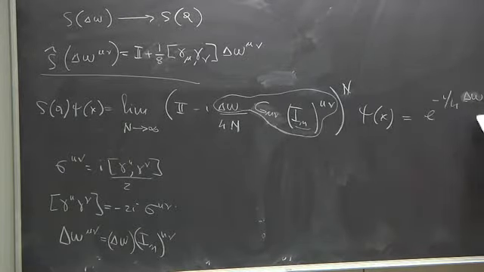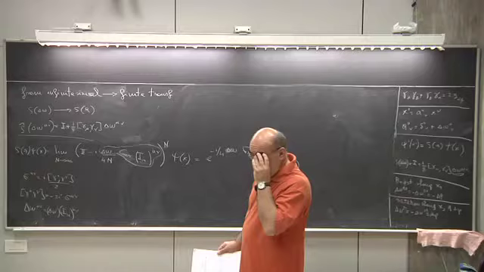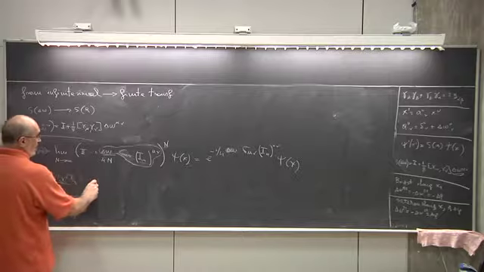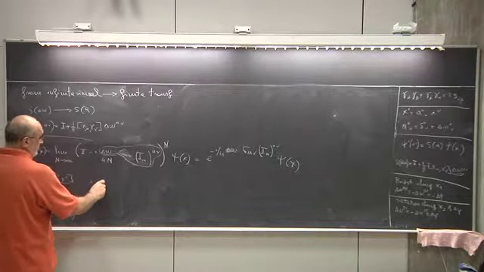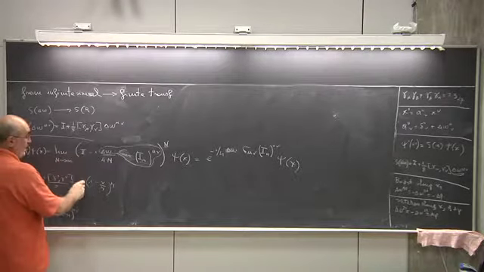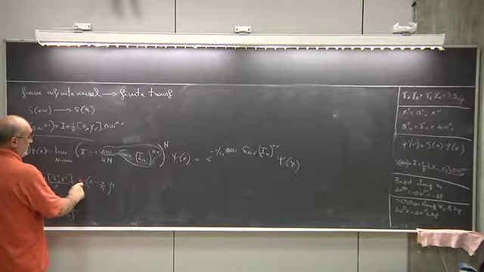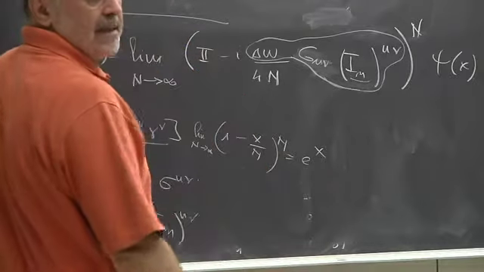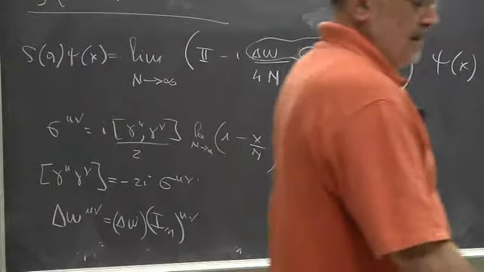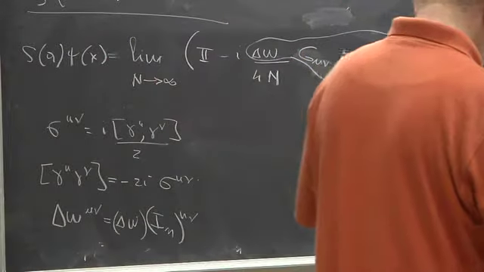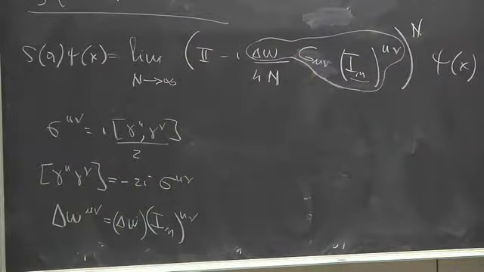From here to here, this is the definition of an exponential. The limit of, when you do x over n, raised to the power n, you get the exponential. When you take the limit of this as n goes to infinity, I don't remember the sign here, but it is something like that. Okay, that is why you get the exponential.